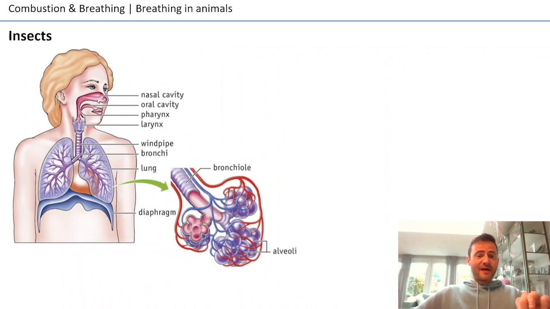Now, let's look at how insects breathe. And to understand that, let's first think about how humans take in oxygen. In humans, oxygen is absorbed into the blood and the blood vessels transport it throughout the body. But the blood containing the oxygen stays inside those blood vessels.